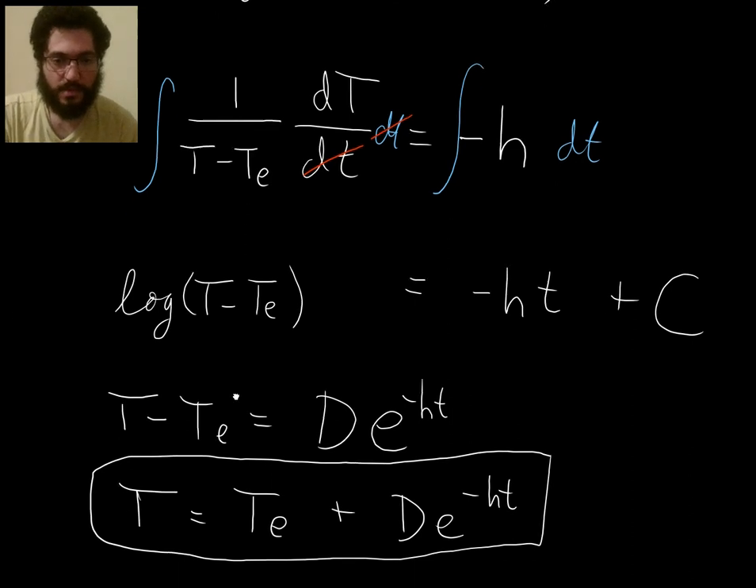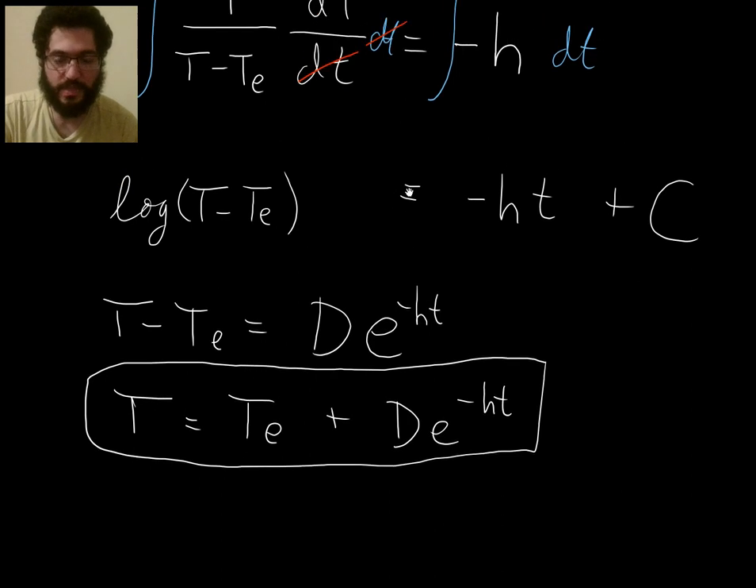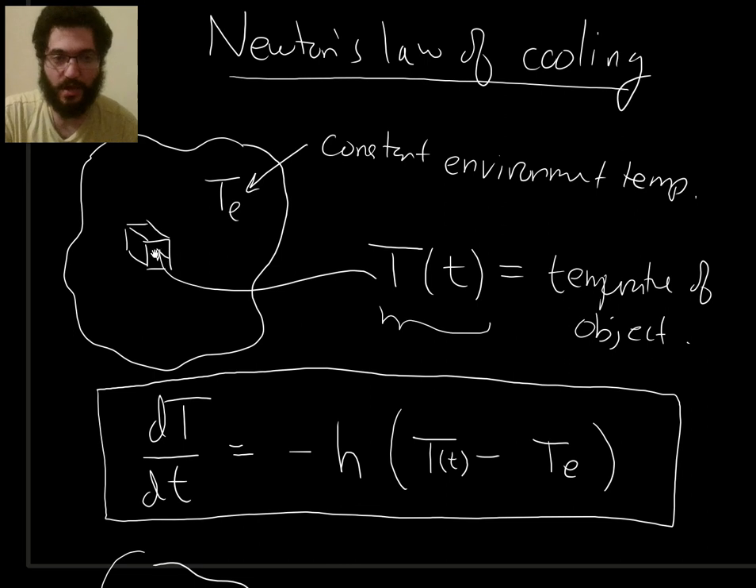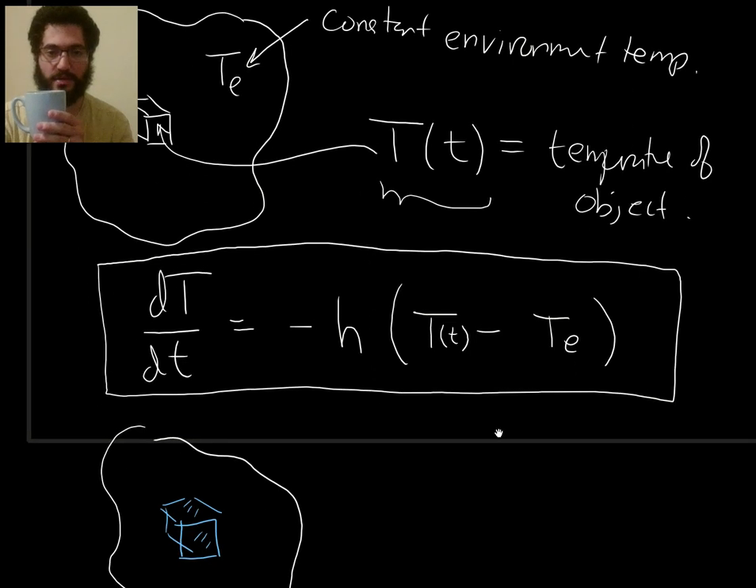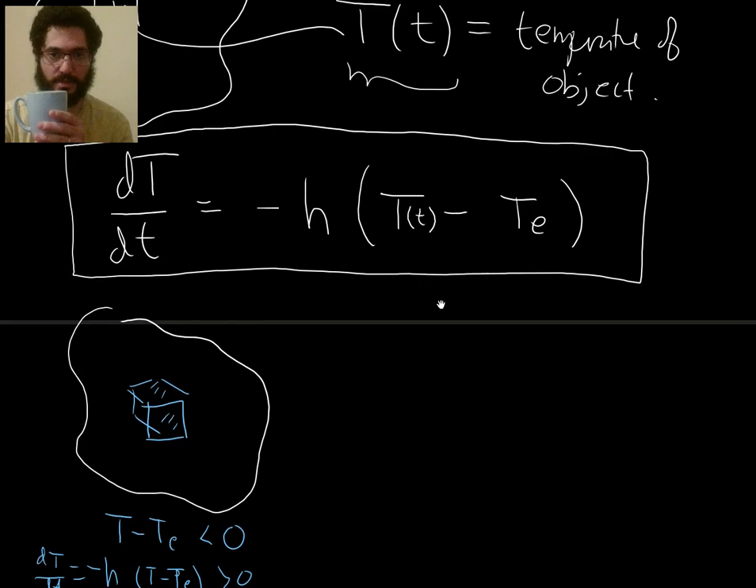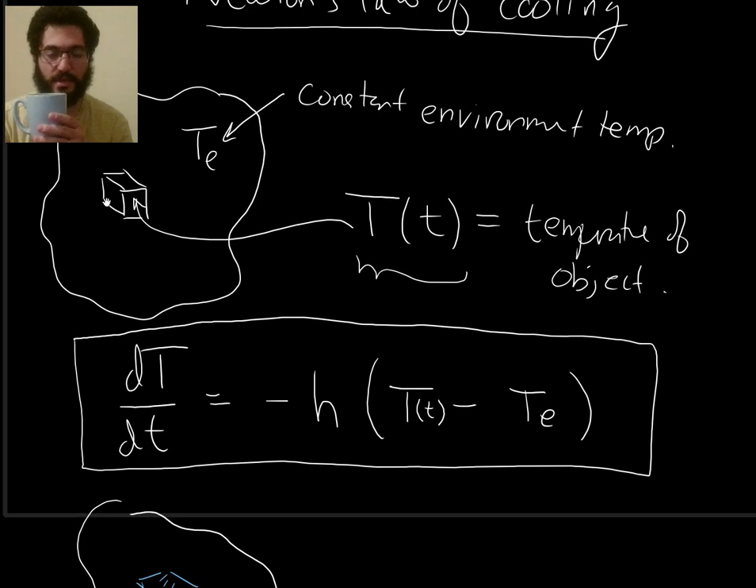Now, if I give you some initial conditions, like if I say, okay, my object was this cup of coffee that I had sitting in the room, and at time 0, the coffee had temperature 100 degrees.